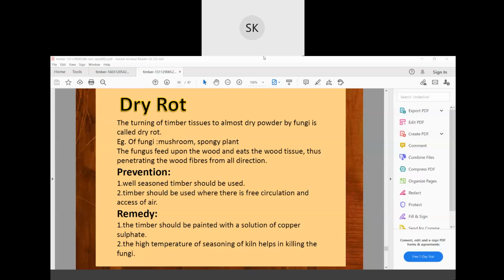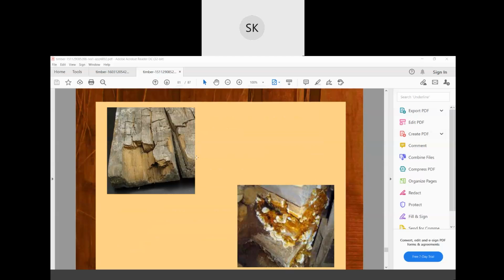These are the preventions. Then we can have a remedy also if it gets attacked by dry rot. If it is attacked by fungi, the timber should be painted with a solution of copper sulfate. The high temperature of kiln seasoning helps in killing the fungi. So these are some remedies to eradicate the dry rot disease.